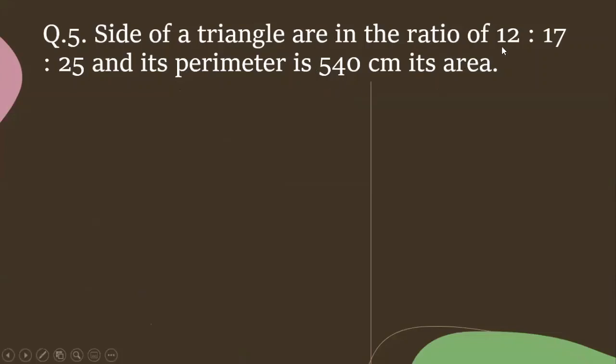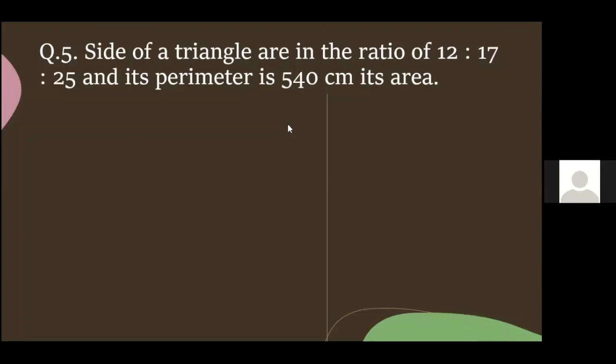So we need to find the side values, sides of triangle. So take this as 12x plus 17x and 25x is equal to 540. So what will you get? 12 plus 17 plus 25? 54. 54x is equal to 540. What is the x value? 10. X value is 10. And what are the side values? 120, 170, 250. Very good.